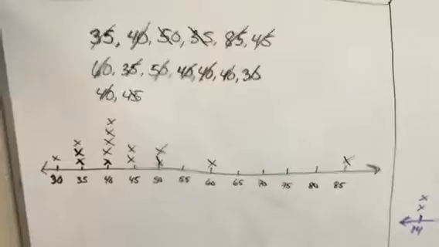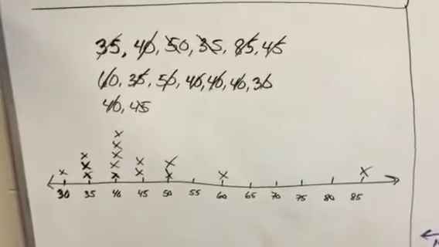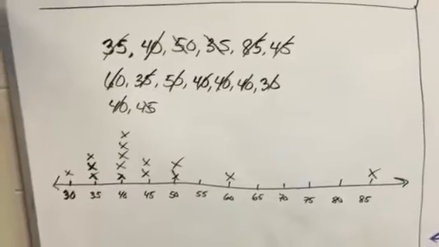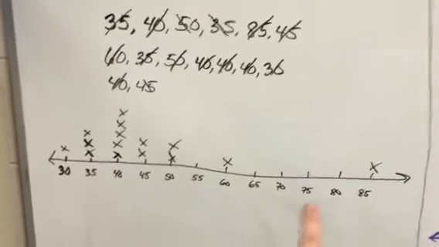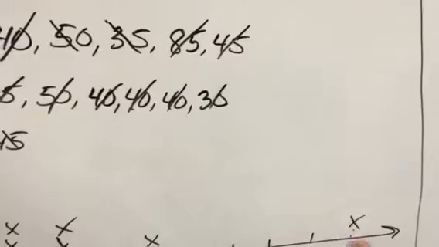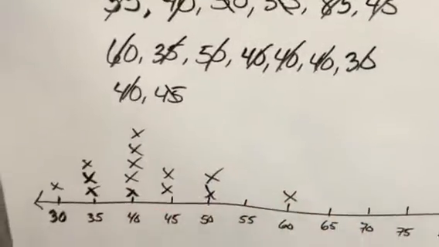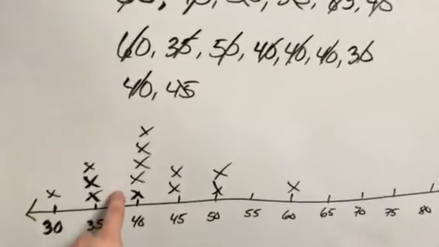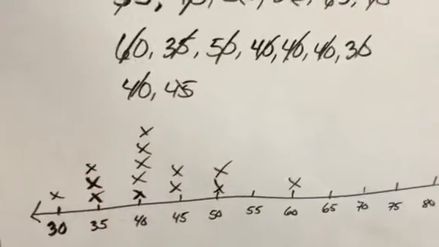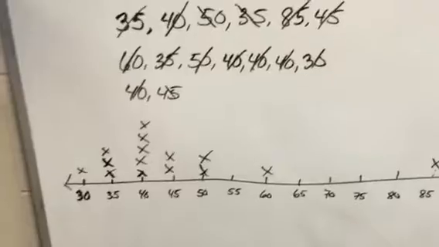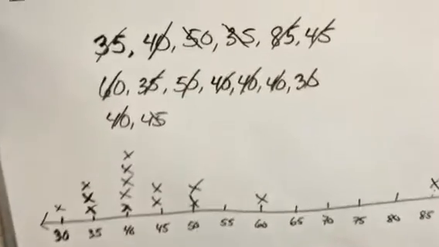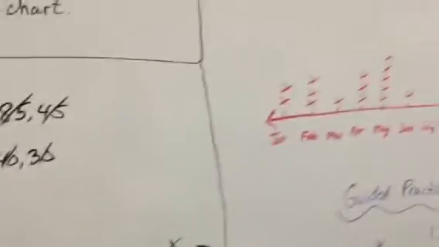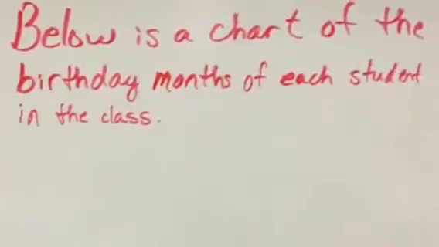I cross out each number and put an X for it down on the line. So you can see we just talked about the word outlier being any number that's very different. This number over here would be considered an outlier because it's very different than all the rest of the numbers. We see the 40 is listed 1, 2, 3, 4, 5 times. So that tells us that 40 came up the most often in my data set, or in my set of numbers.